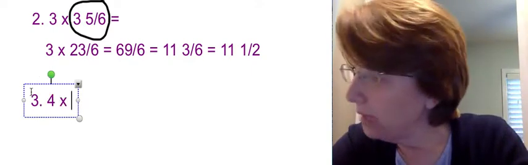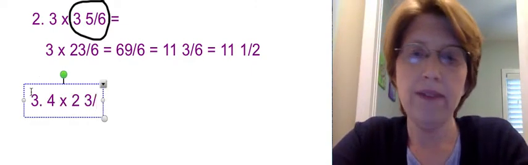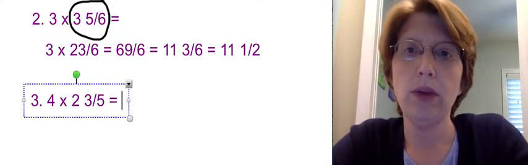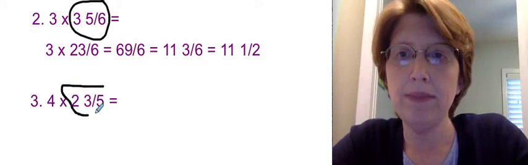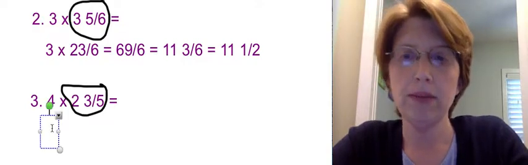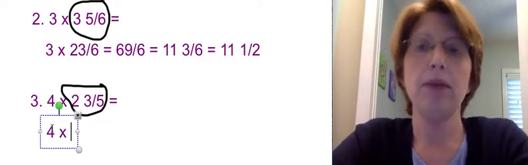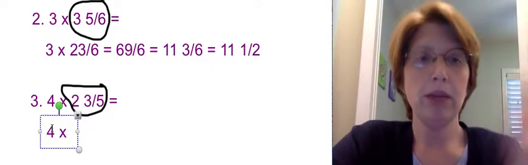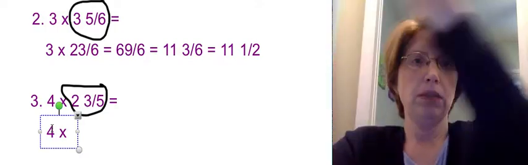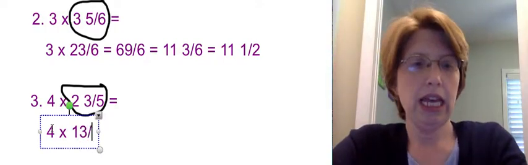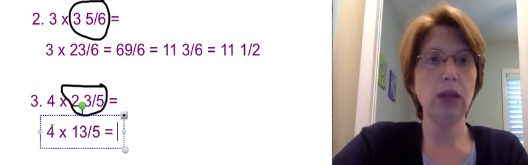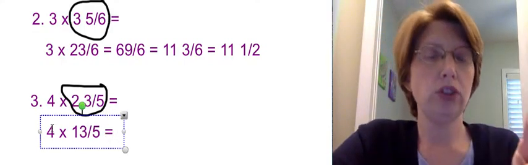Number 3. 4 times 2 3/5. Okay, what do we have to do first? See, here is a mixed number that has to be changed. So I'm going to come down here. I'm going to keep the 4 the same, but I'm going to change my mixed number. I'm going to start at the bottom. 5 times 2 is 10, plus 3 is 13. Slide it over my denominator, which is 5. Now I'm going to multiply straight across. 4 times 13.